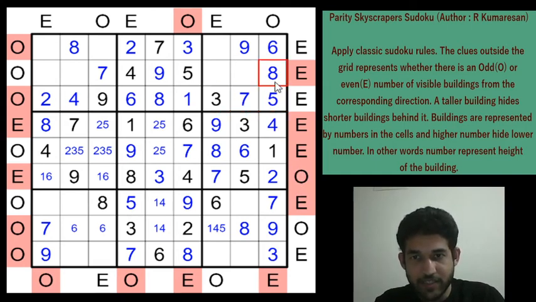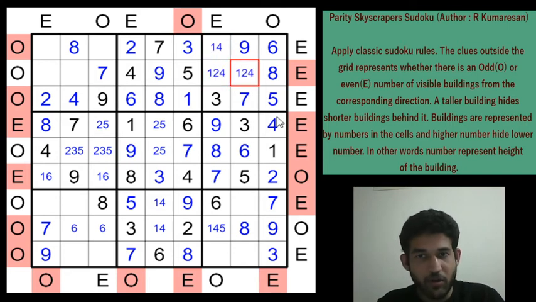So 3, 5, 7, 6, 8, 9 have been placed. Remaining digits are 1, 2 and 4 in box 3. This can't be a 2, so this will be 1 or a 4. This will be 1, 2, 4 and this will be 1, 2 and 4, right?